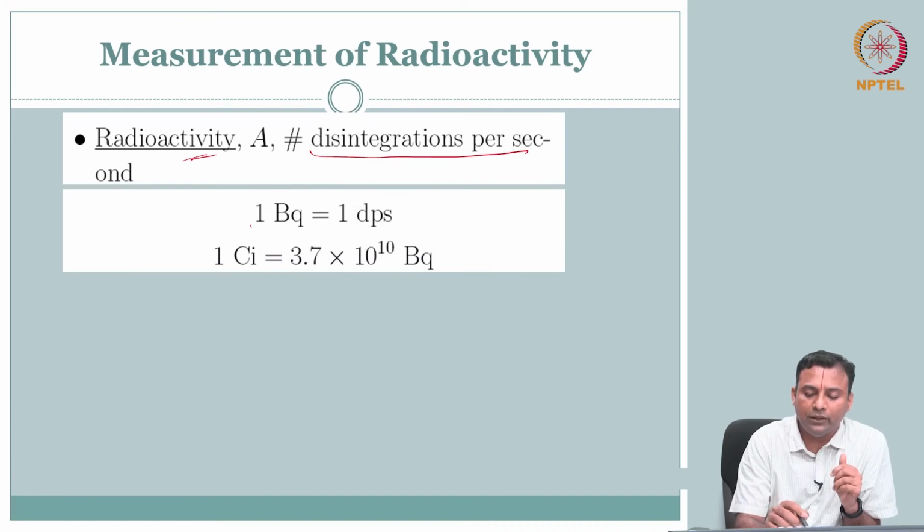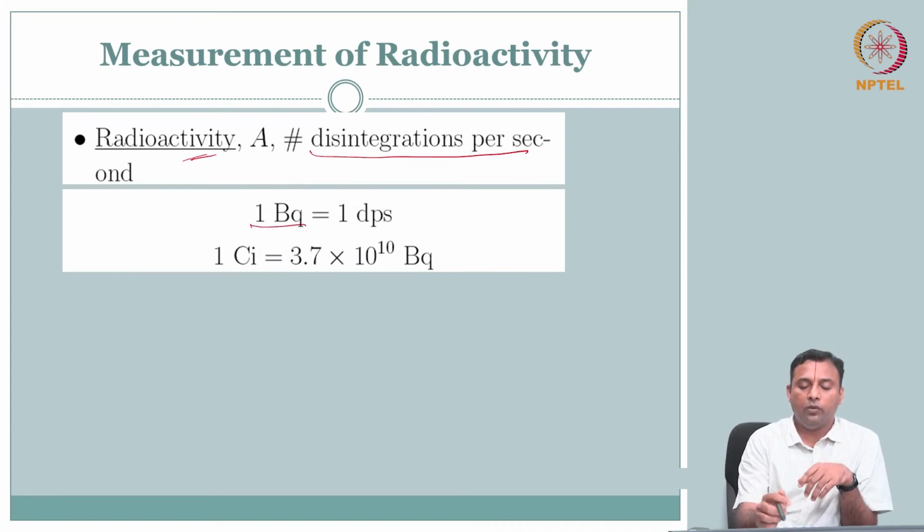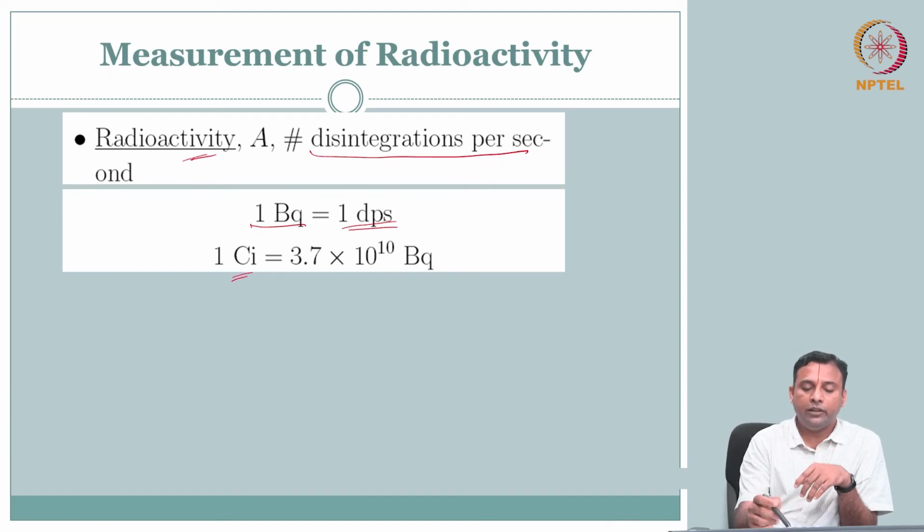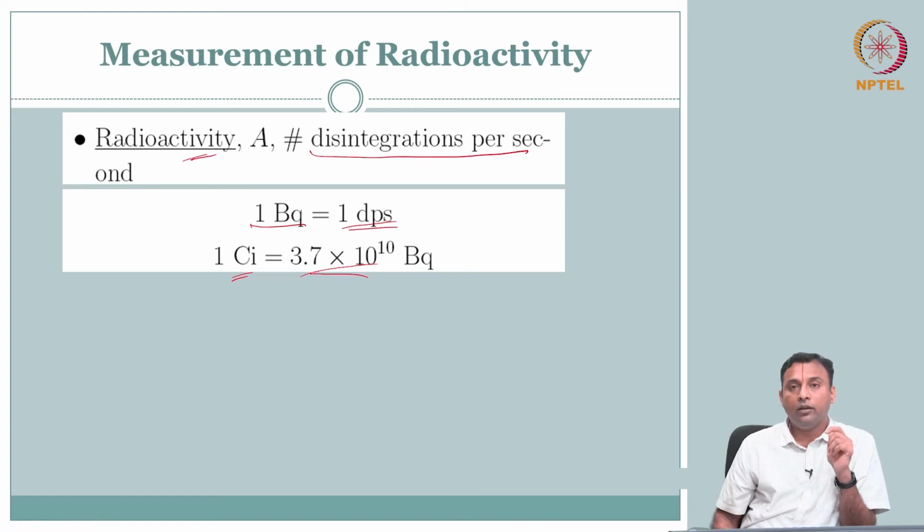The SI unit is 1 becquerel, equal to 1 disintegration per second, or more commonly what is used is the Curie. So naturally these two are related. 1 Curie is 3.7 times 10 to the power 10 becquerel. What are this Curie and becquerel? These are named after doyens, people who actually did contribute to these concepts.